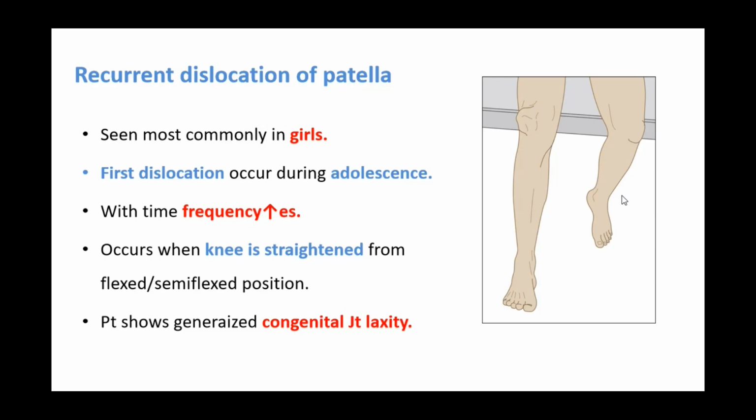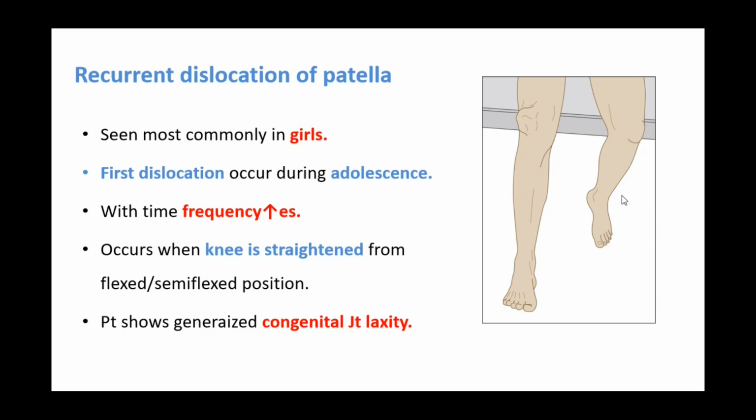The recurrent dislocation of patella. So this recurrent dislocation is most of the time seen in girls, especially young girls. The first dislocation occurs during adolescence, but with time the frequency increases. As the girl ages, the frequency of this dislocation increases. That's why it is called recurrent dislocation of patella.